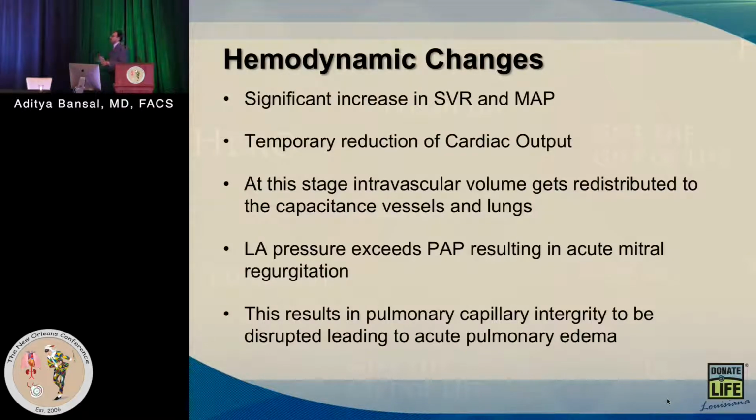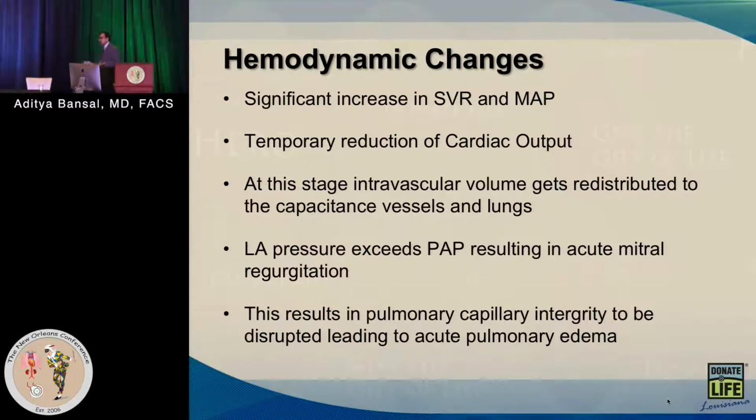What happens on the hemodynamics of these patients? A significant increase in SVR happens initially, and in mean arterial pressures. Then, obviously, if the SVR goes up, your heart is struggling to keep up with that same cardiac output, so the cardiac output reduction happens. At this stage, your intravascular volumes get redistributed. Where does it go? It mostly goes to the capillary beds, and the largest capillary bed that you can find is the lungs. So a lot of redistribution happens to that.